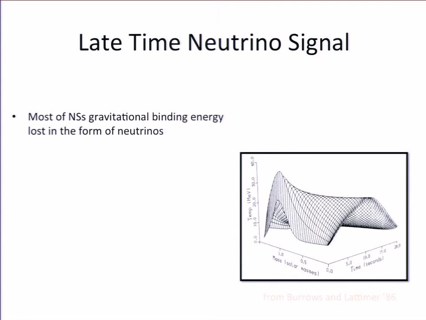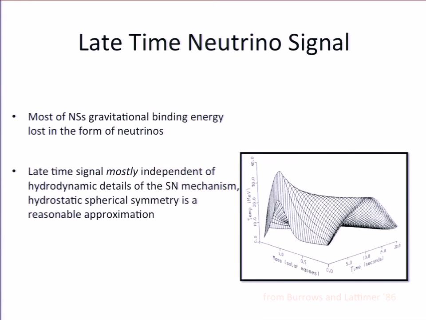The time scale for the whole collapse and bounce is of the order of milliseconds. And as I'll talk about in a second, the cooling time scale of the proto-neutron star is of order 10 seconds. And so most of that energy comes out over that period of 10 seconds, not over this initial collapse and bounce phase.